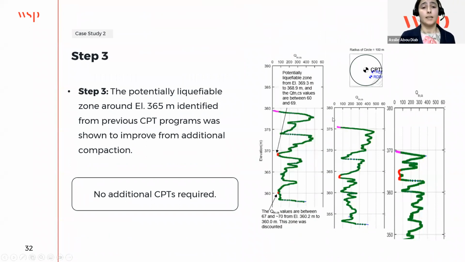Moving to step 3, now we look at the zones that were identified as potentially liquefiable from all the programs, and we see how they are progressing. What's the status of these layers now? Like here, from an old program, we have a potentially liquefiable layer around elevation 365. This potentially liquefiable zone was shown to improve with time, maybe from additional compaction or from adding more load on top of it. So now if we look at 365, it has been resolved, it has improved with time, so no additional CPTs are required.